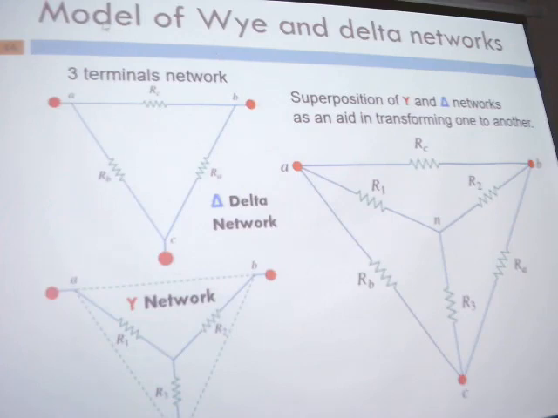Okay, please look at the model of Y and delta networks. Please notice it is maybe hard to remember the relationship. Okay, this one is a 3-terminal network, a delta network. Okay, or some people call it a triangular network. Okay. Here, we have node A, B, C, and we have resistance RA, RB, and RC. This one is a Y network.